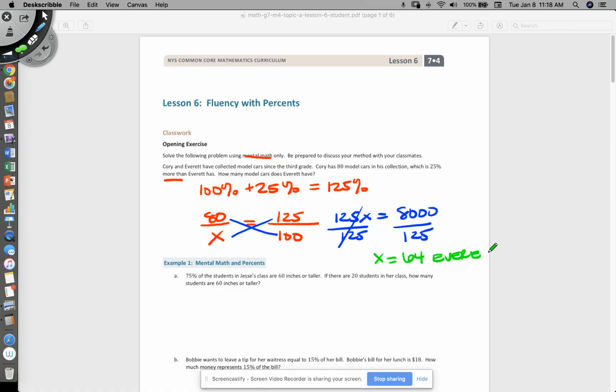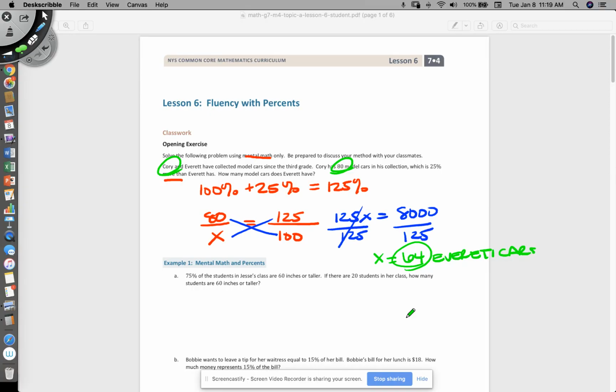So that's Everett's cars. If both boys had 64 cars, it would be 100%. But because Corey has 80 cars, he has an increase of 25%. So Corey has 80 cars, Everett has 64 cars. Let's look at example 1.